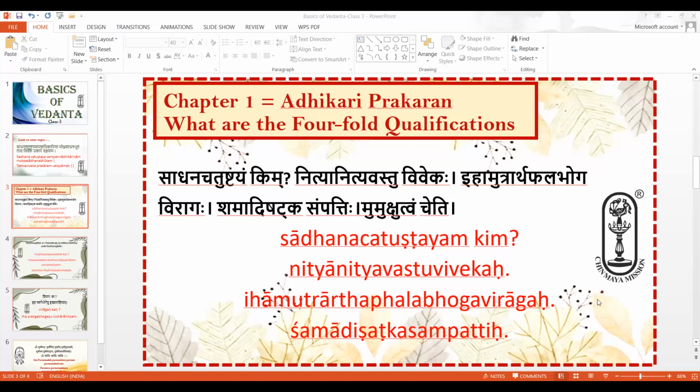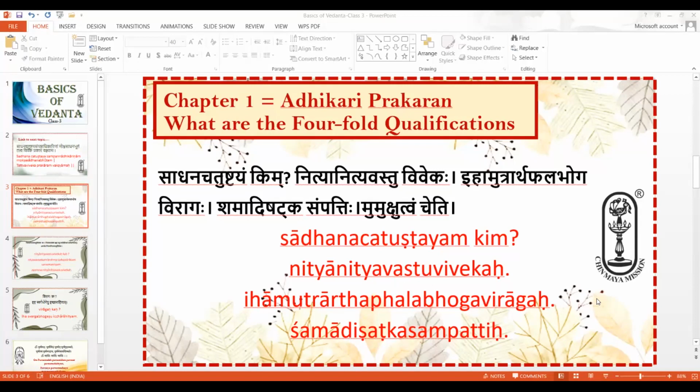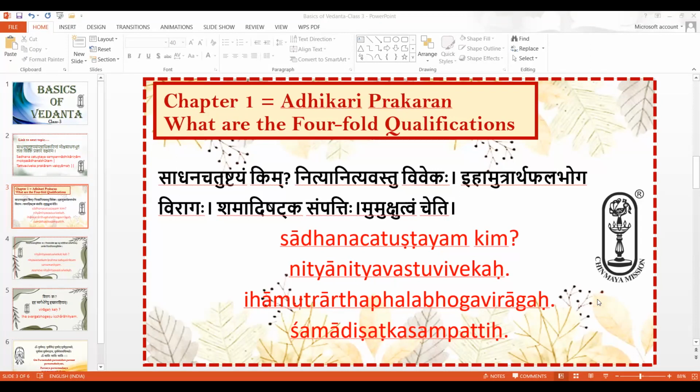Iha amutrartha phalabhoga viragaha. Iha means what? Here, in this birth, on this earth, where we have got this life. Iha and amutrartha. Amutrartha means what? In other lokas, wherever we will go, the other planes of consciousness, where we will go to enjoy bigger fruits. Phalabhoga viragaha. So this person has got dispassion from both the fruits, from the fruits of this birth also, and from the fruits of the other planes also, wherever he will go, enjoyments of other planes of consciousness. Like maybe he wants to go to Vaikuntha, or he wants to go to some other lok. From everywhere, he has got dispassion. He doesn't want any fruit of this kind.